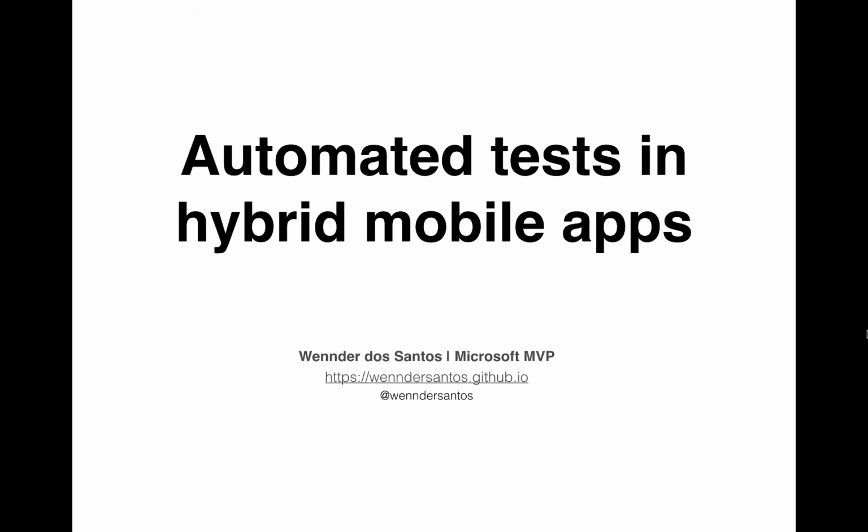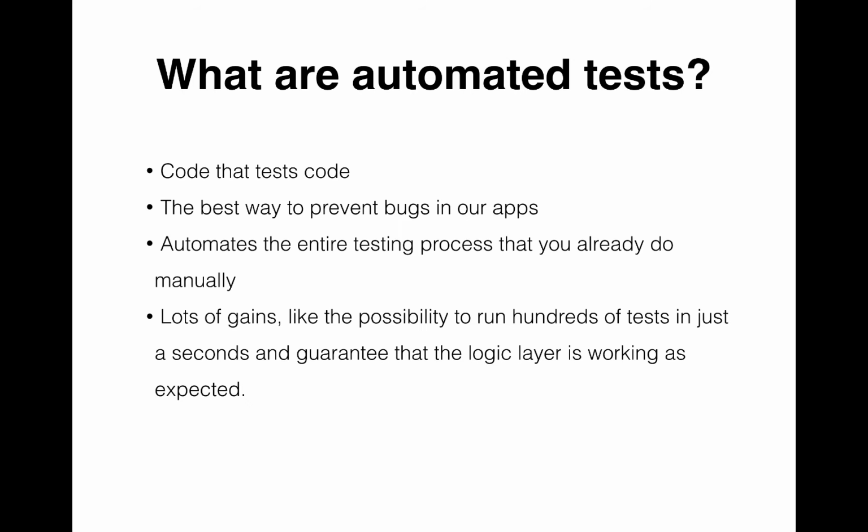Hi, I'm Wender, and in this video I will show you how important it is to write automated tests for a hybrid mobile app. Automated testing is a process in which you can write code that tests your own production code. We already test software, but most of the time we do it manually. So why not automate this process?